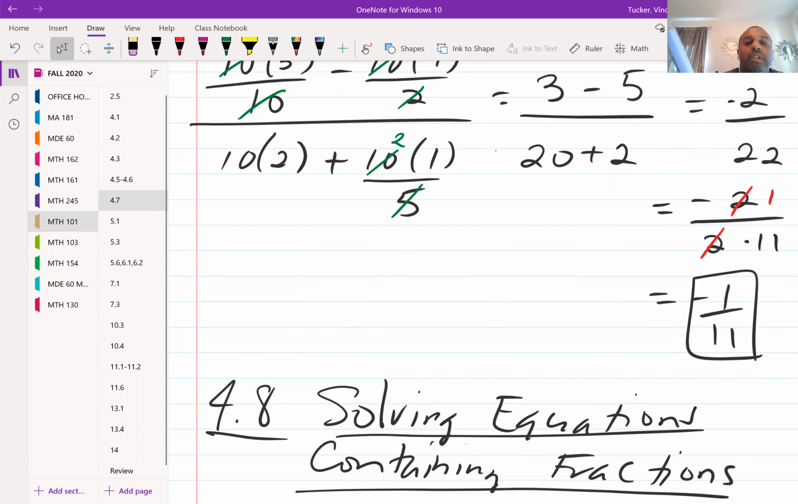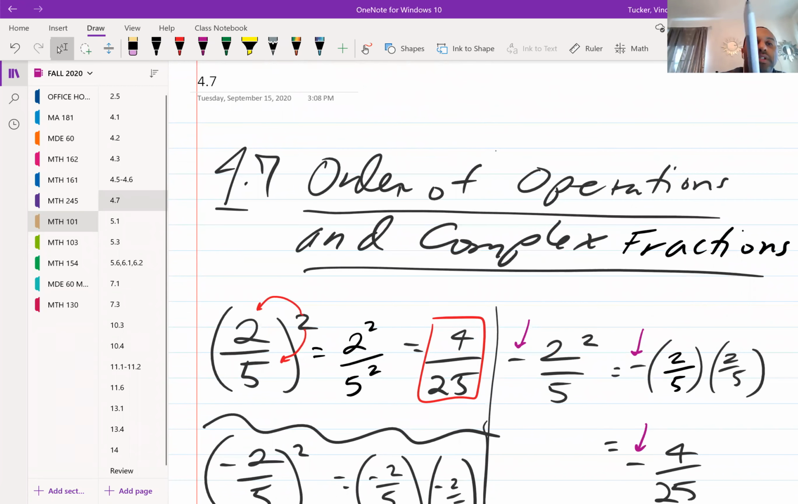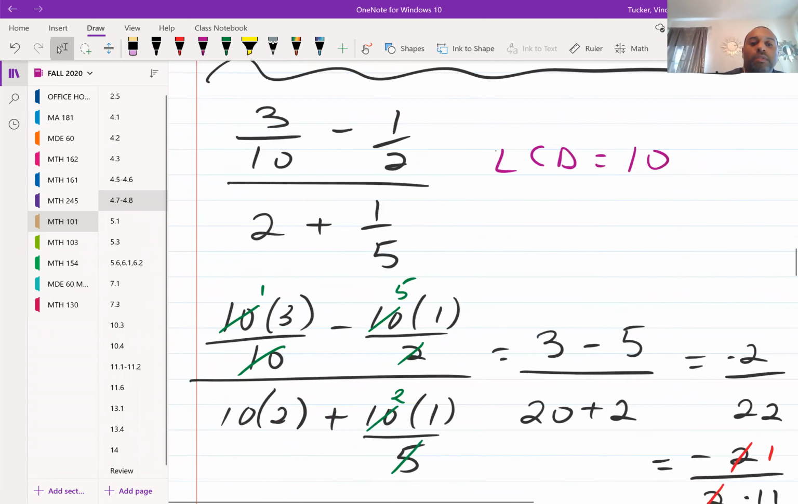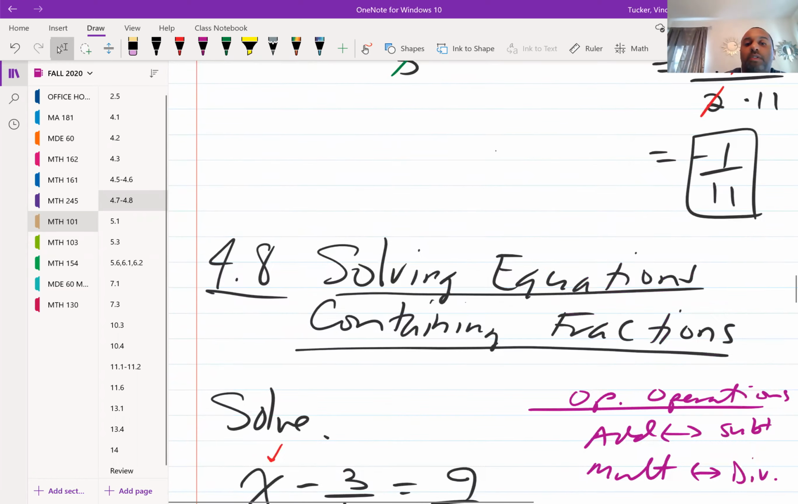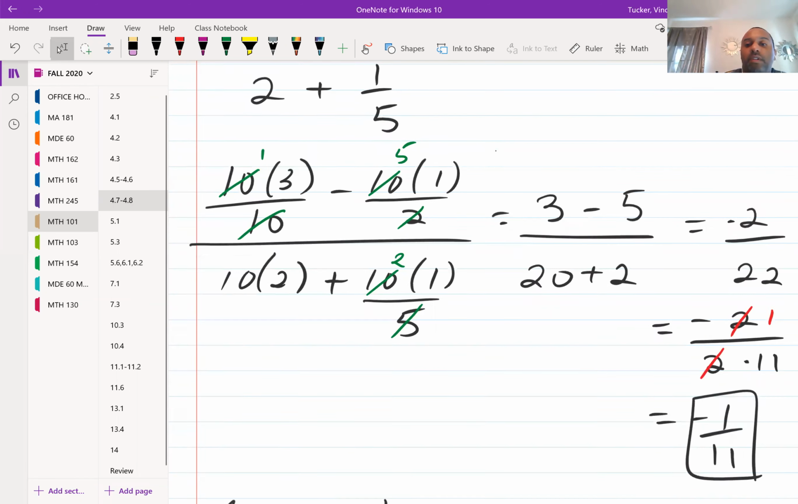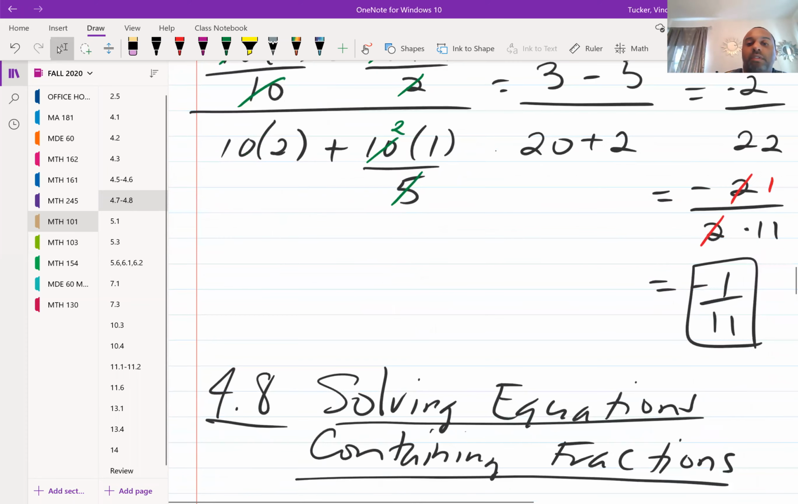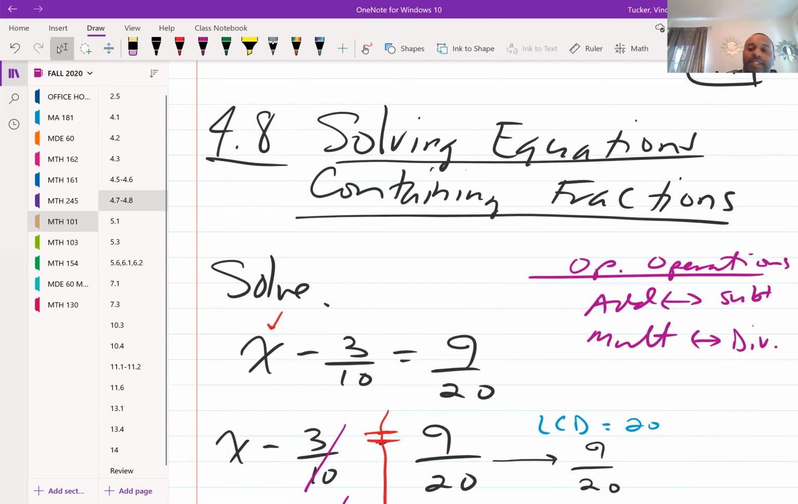Okay, that's similar. I should have put, let me do this real quick so I don't forget next time, I should have put a dash up here, 4.8. All right. So everybody good with that before we look into 4.8? That segues us into 4.8. Same type of stuff, except we're going to make it an equation. All right. So 4.8, solving equations containing fractions.